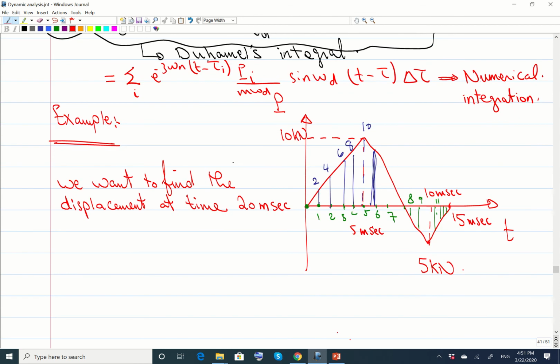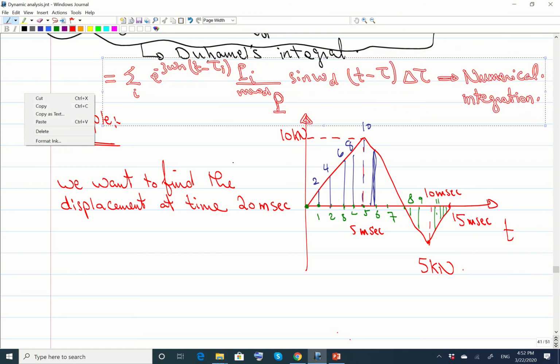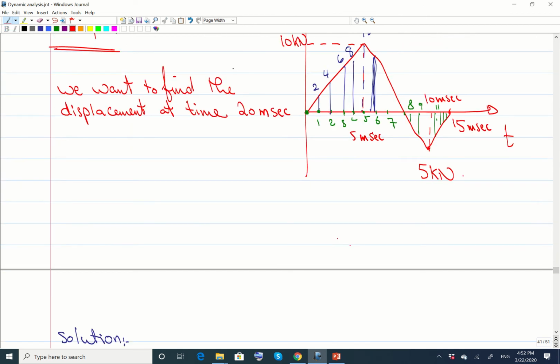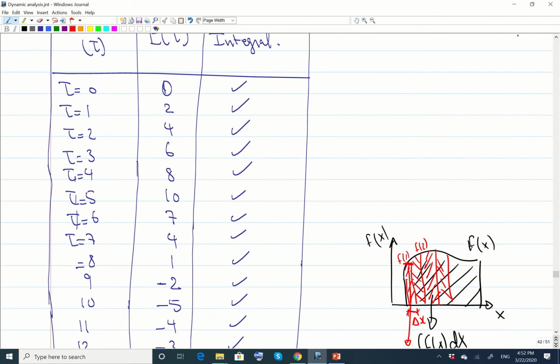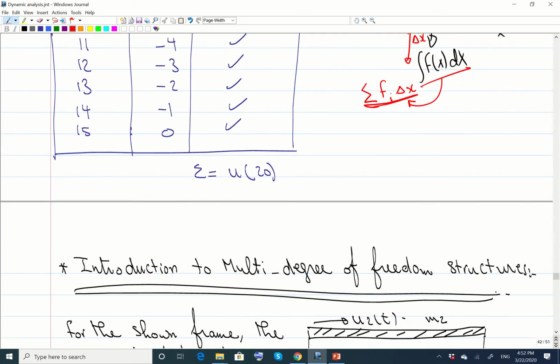So now, let me put this in black. So save. So this is an example over here of doing the numerical integration using Duhamel's integral.